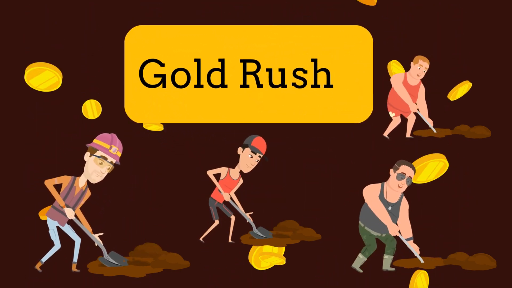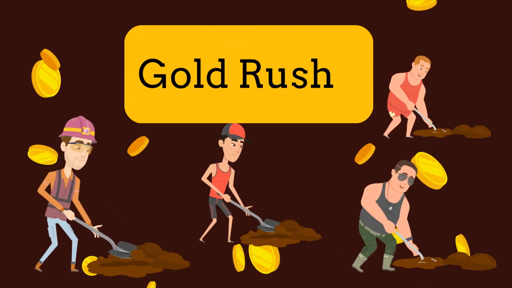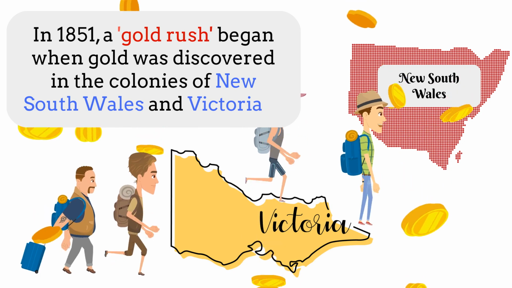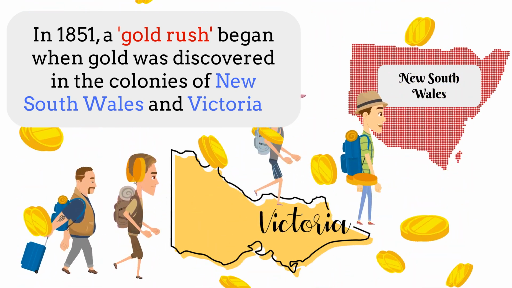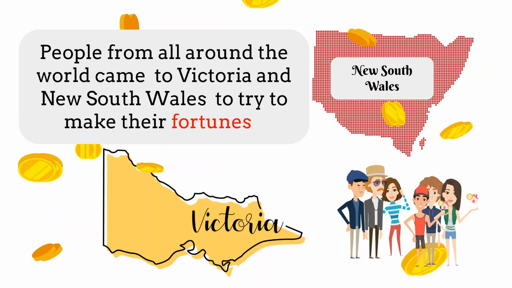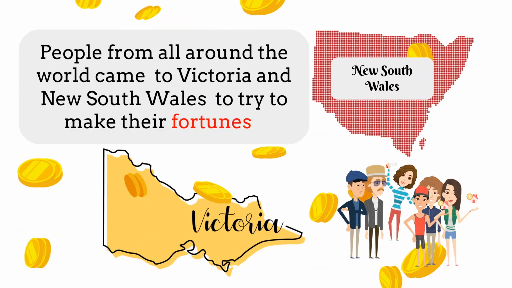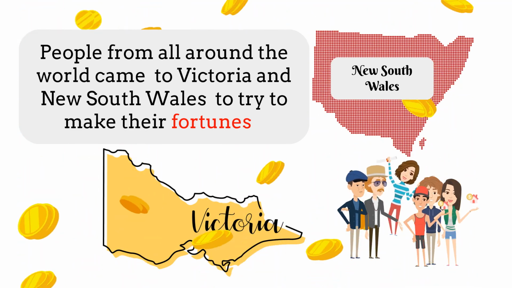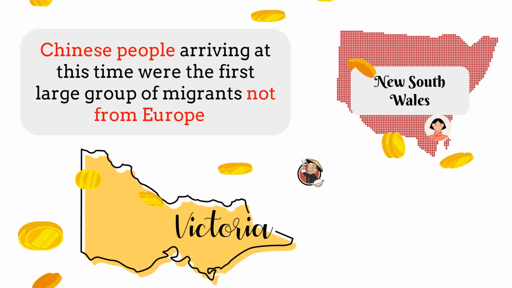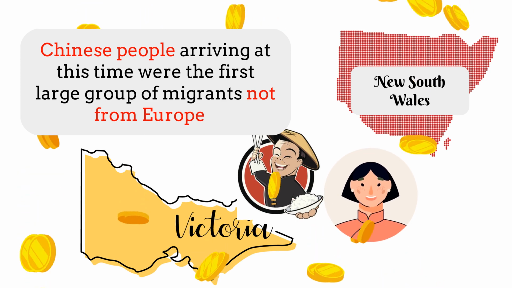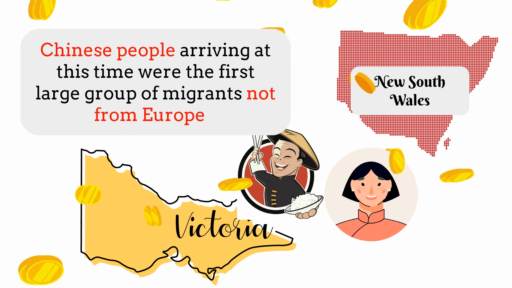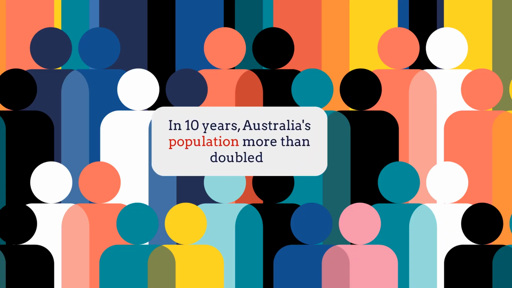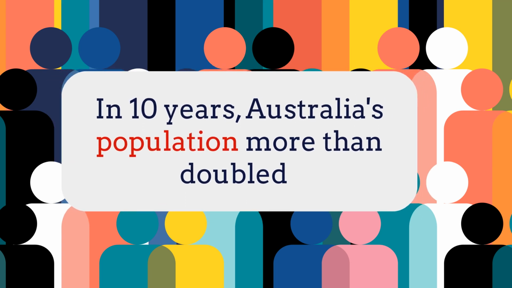Gold Rush. In 1851, a gold rush began when gold was discovered in the colonies of New South Wales and Victoria. People from all around the world came to Victoria and New South Wales to try to make their fortunes. Chinese people arriving at this time were the first large group of migrants not from Europe. In 10 years, Australia's population more than doubled.